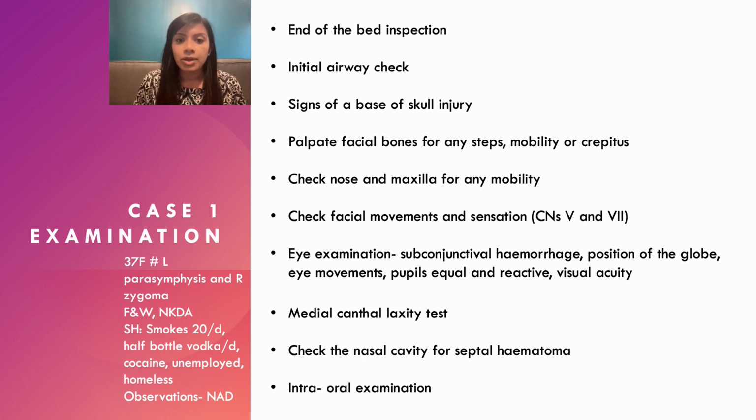You then want to look up the patient's nose, and you're going to be having a look for a septal hematoma. Again, this is really important because if a patient has a septal hematoma, basically the cartilage can die. So we want to make sure there's nothing like that. And you're going to do an intraoral examination. So we're going to look for trismus, malocclusion, any obvious bruising or hematomas, and any damage to the teeth.